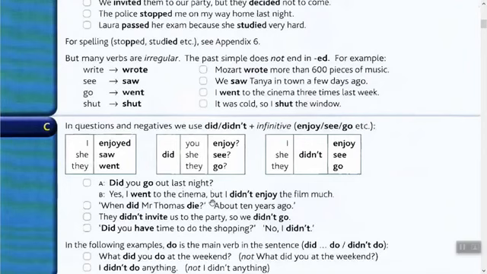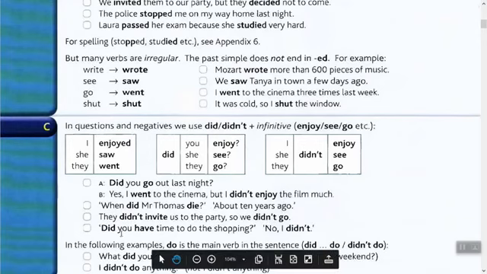Yes, I went to the cinema. See your answer in this way. But I didn't enjoy the film much. When did Mr. Thomas die? Did, die. Didn't, invite. Didn't, go. Did you have time? No, I didn't.